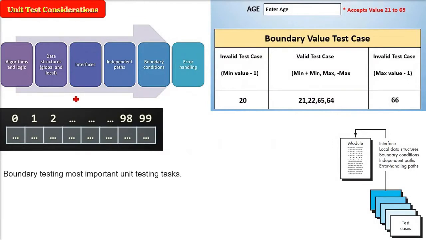As I said, in unit testing, boundary values or boundary conditions are very important. Boundary testing is one of the most important parts of unit testing, because software generally fails, your code will generally fail, at the boundaries.